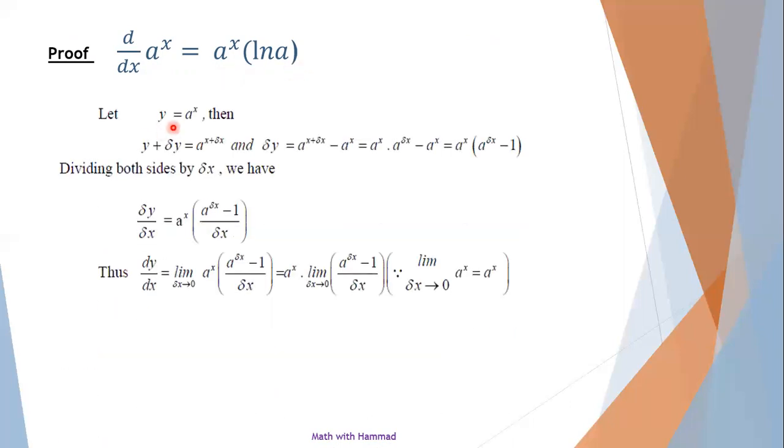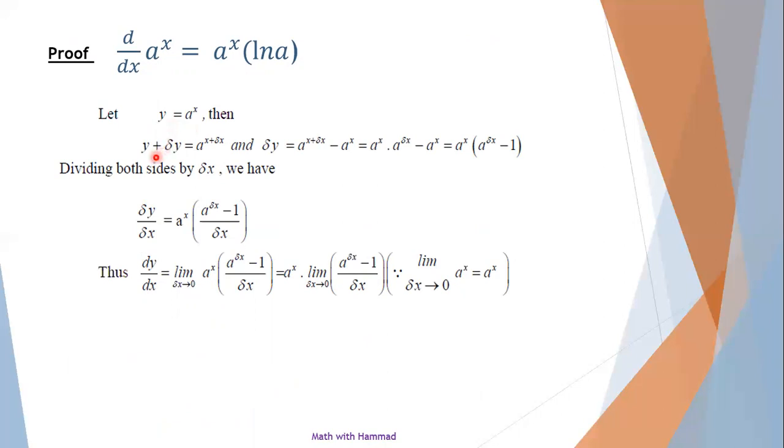Now we will move toward the proof of the derivative of a raised to power x, that is, a raised to power x natural log of a. d by dx of a raised to power x is a raised to power x natural log of a. Let y is equal to a raised to power x. We will solve it by the method of first principle, ab initio, or by definition.